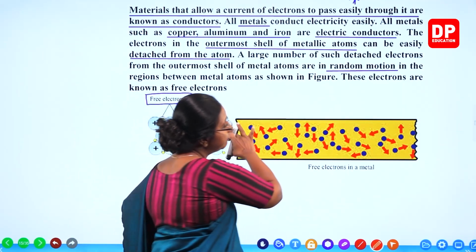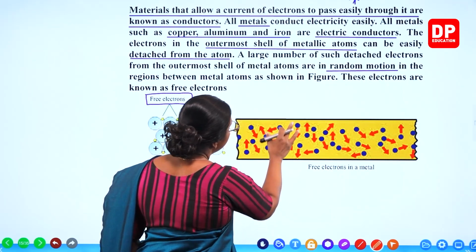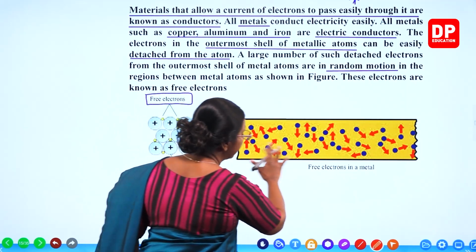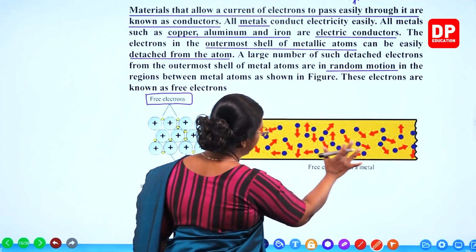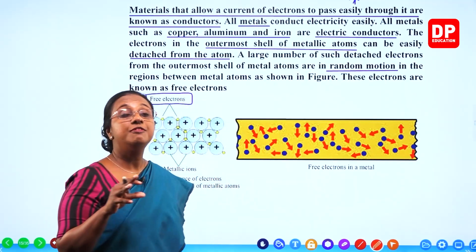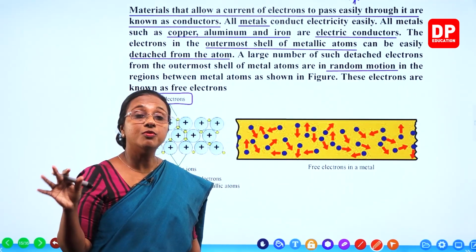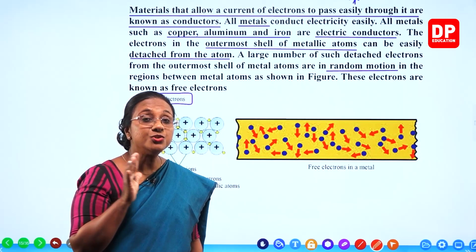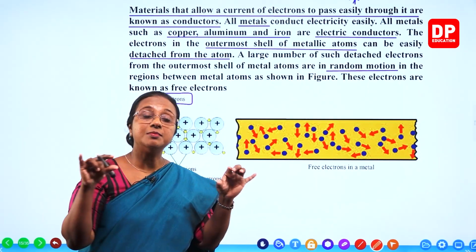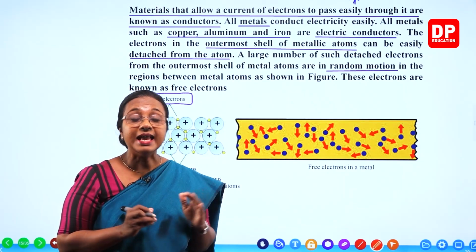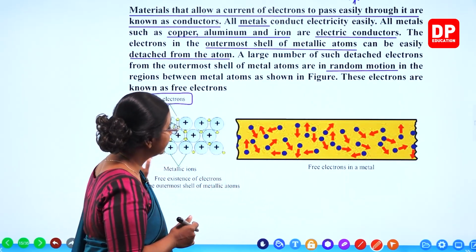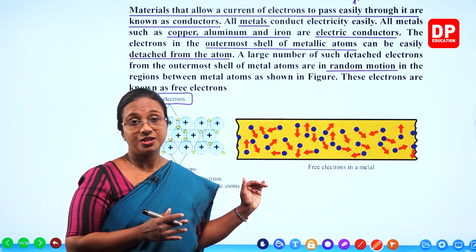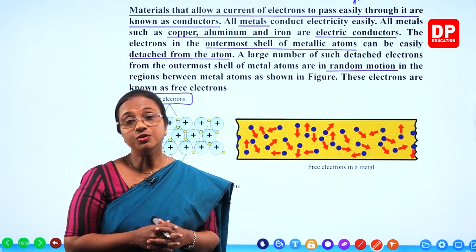So here you can see, if this is a metal rod or a plate of metal, all the metallic ions, that is the positively charged ions, make the base. That is this yellow color part. But these blue color dots are the free electrons. They move freely or randomly within a metal. But once you connect the metal rod to a circuit, then these electrons can move in an orderly manner in a particular direction. So then current starts to flow.